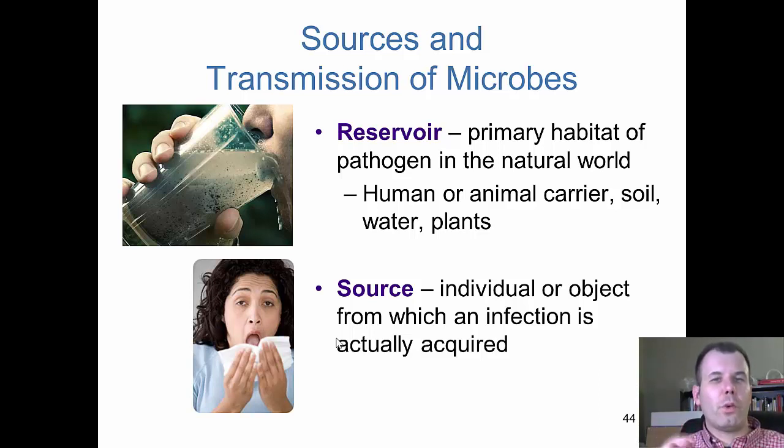And so think of source as patient zero, or the patients that you get the disease from. Reservoir is where these things are found naturally in the habitat. Okay, and this can be human, animal, soil, water, plants, wherever this disease is found in nature. Source is who did you get it from? Okay.